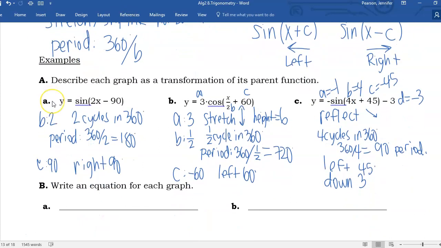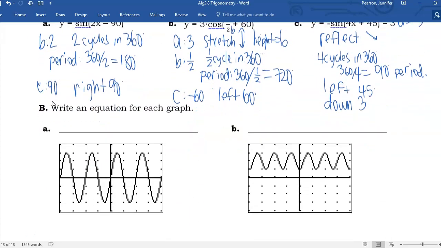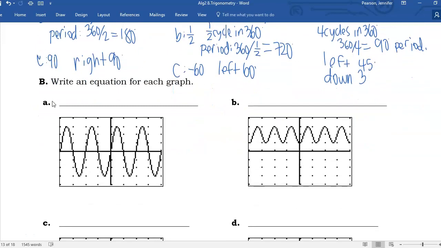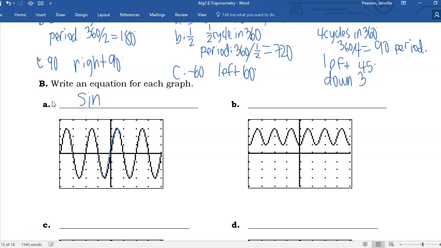Letter B, write an equation for each graph. First, sine or cosine. If I look at the center, I see that S shape, so I know it is a sine. I like to do D first. We're looking for the center. The center looks like it's right at 0, which means I'm going to have a plus 0 at the back. I can totally ignore D.